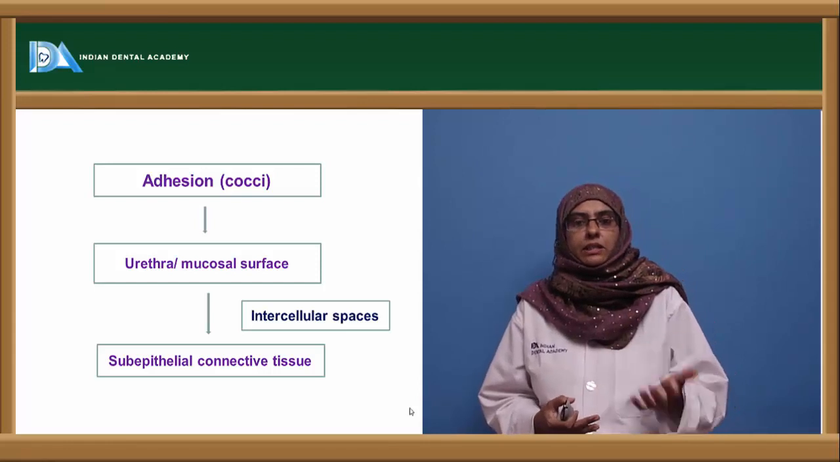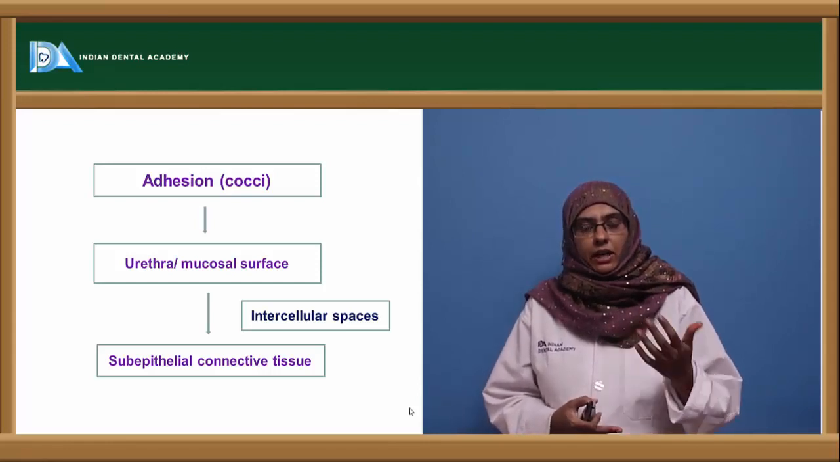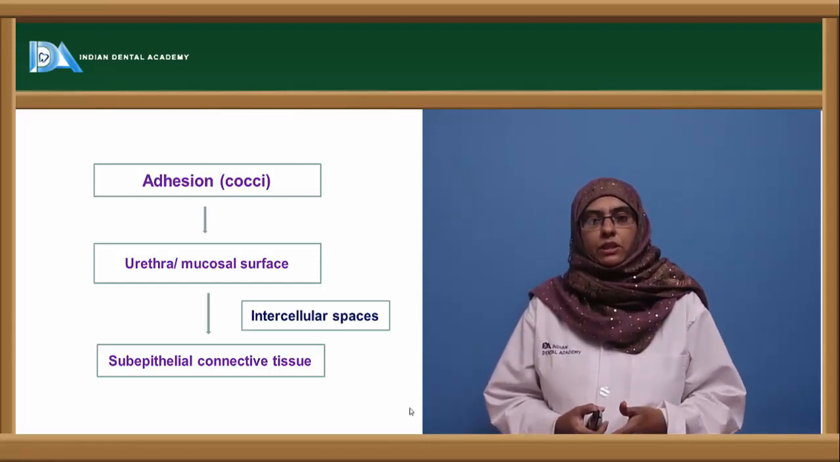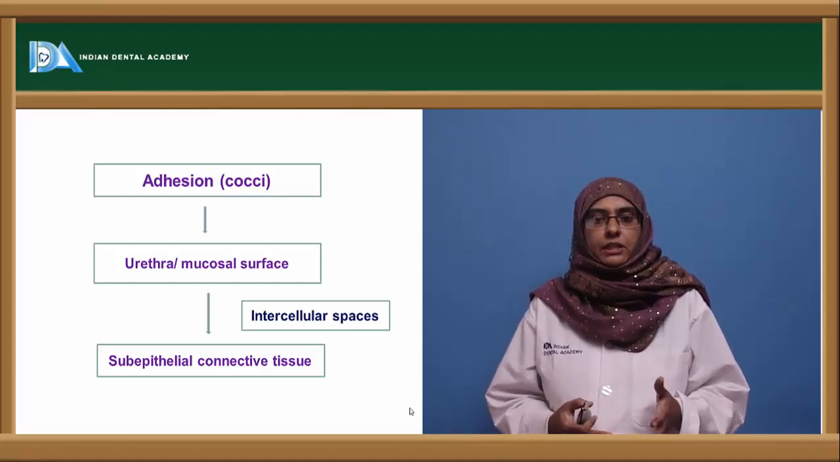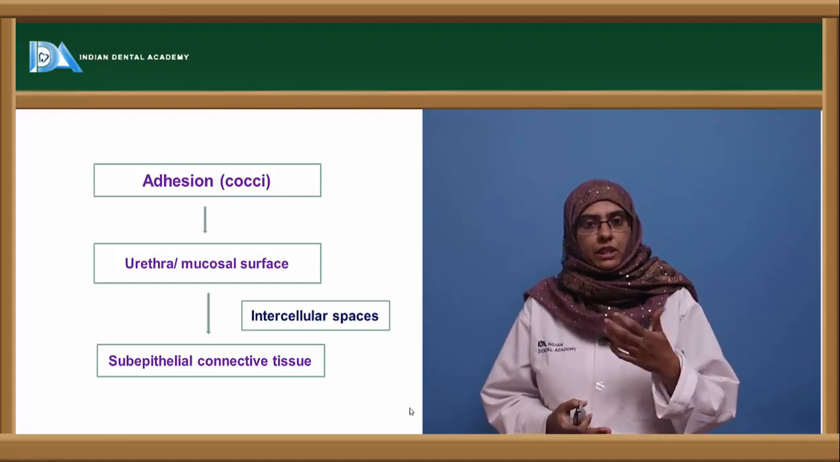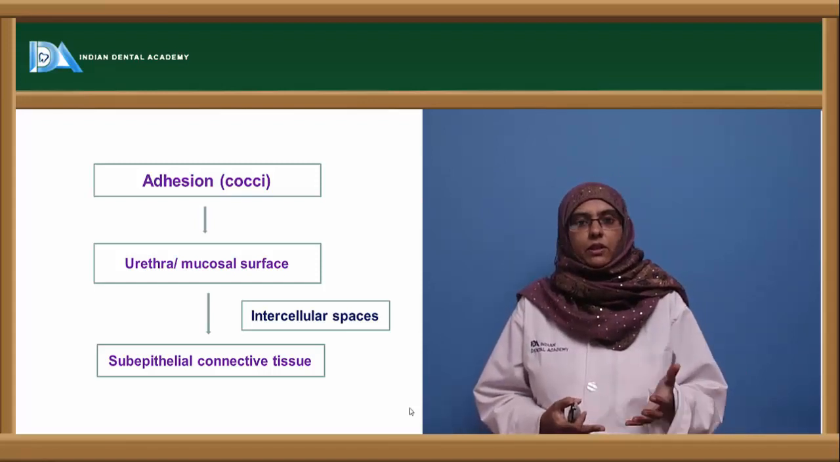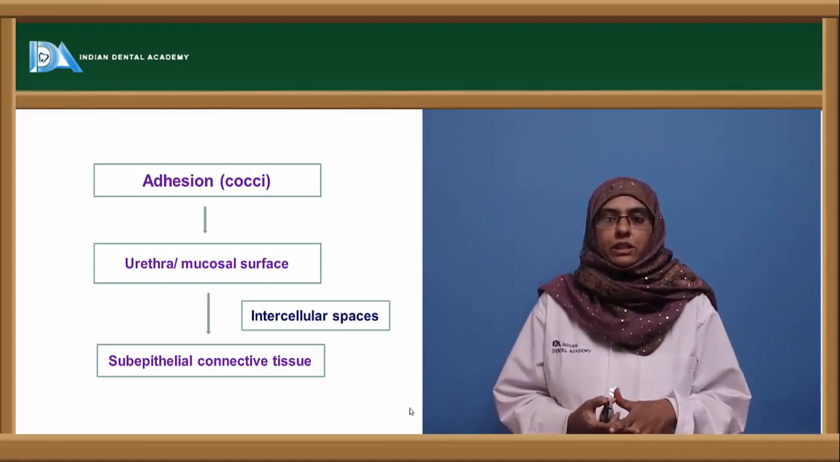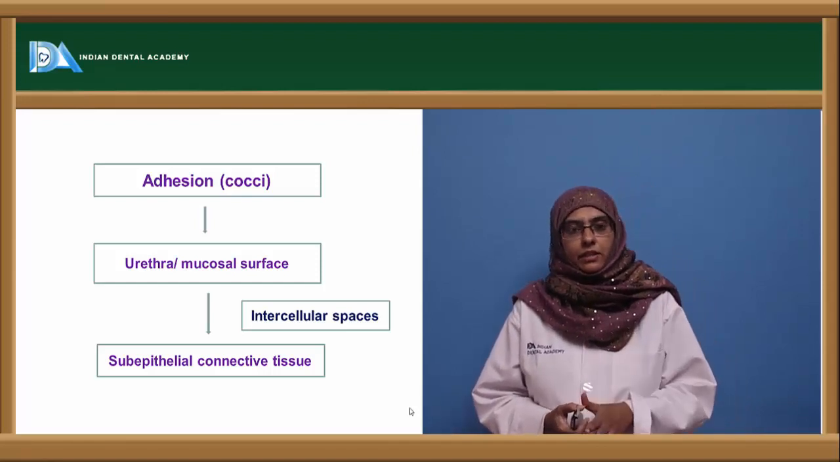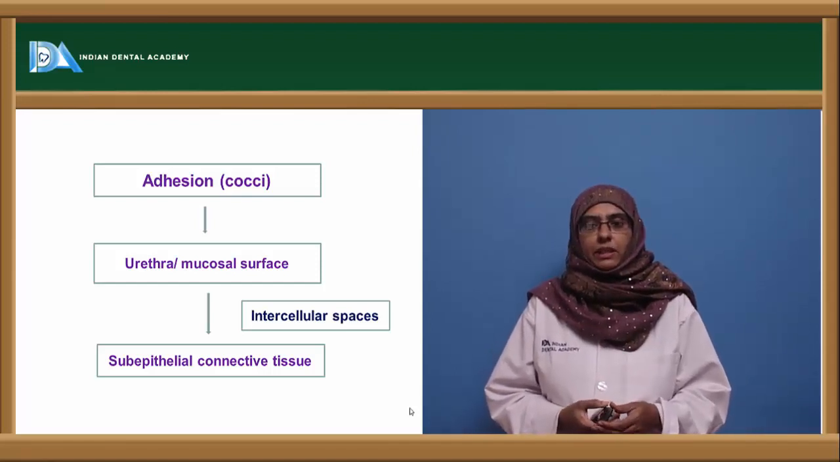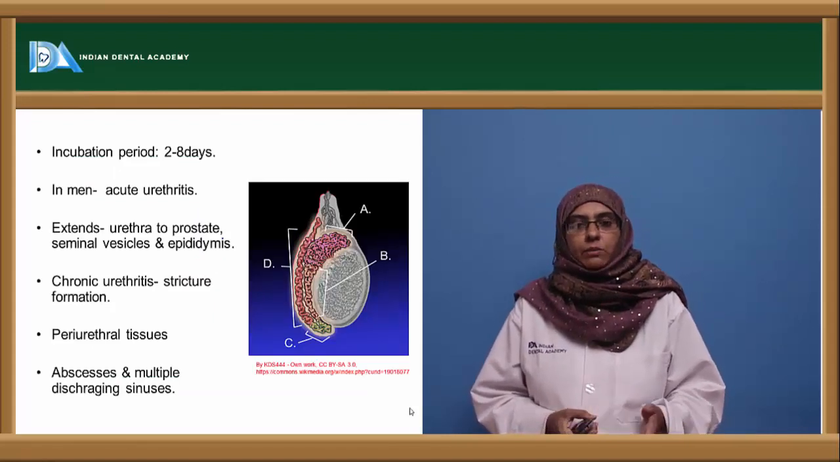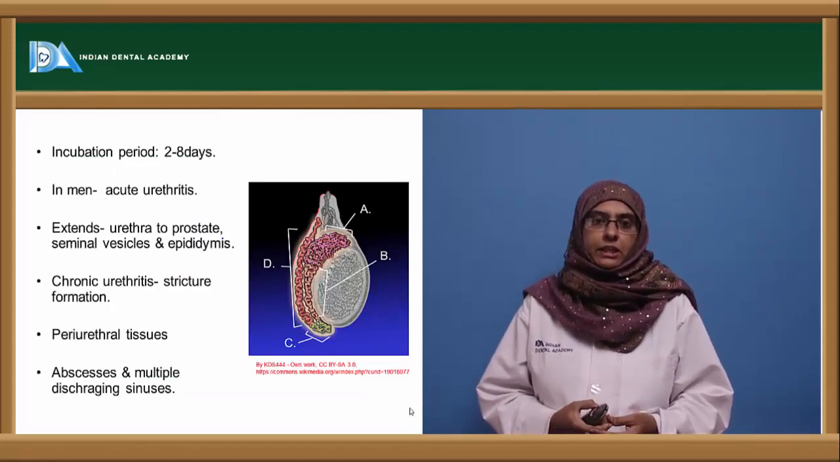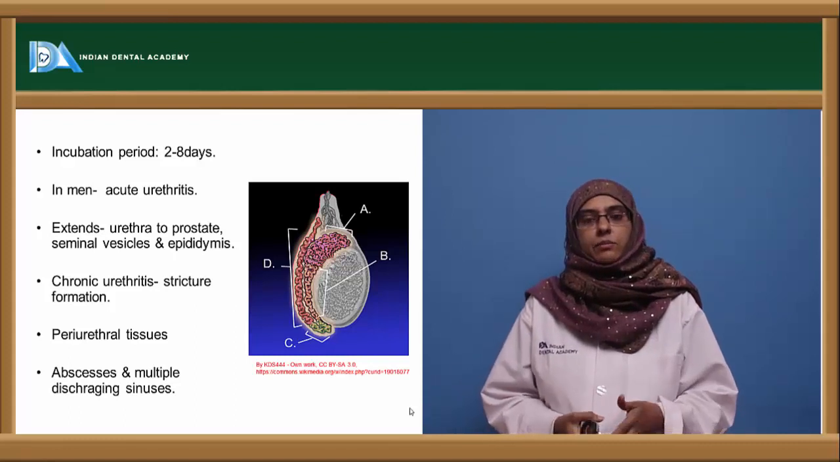The organism can establish itself or adhere to the urethral or mucosal surface via the pili. The adhesion is very rapid. Micturition cannot provide protection once the organism gets established on the urethral surface, and via the intracellular space it can move on to the subepithelial connective tissue within 3 days. The incubation period is about 2 to 8 days, and the symptoms are different in males and females.